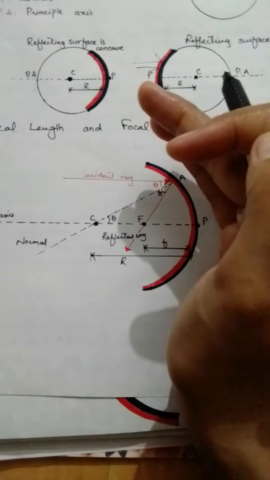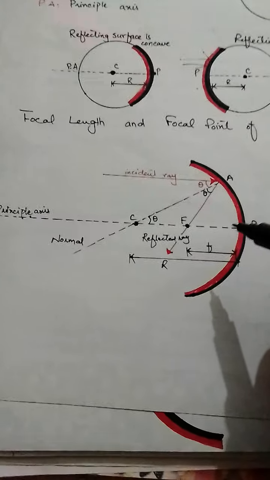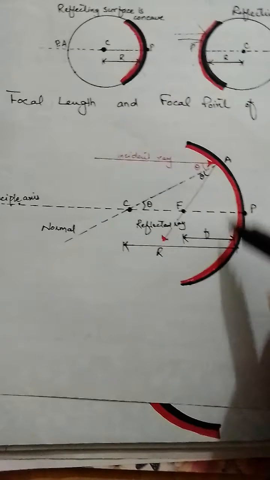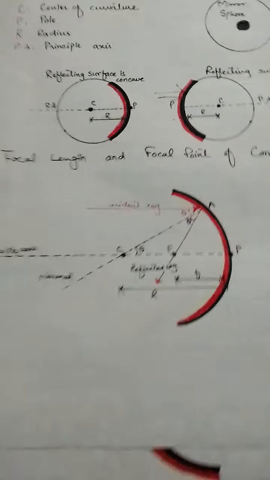You can see it just forms a shape like that of a cave. That is why it's called a concave mirror. And its reflecting surface is inside this caved part. This is why it's called a concave mirror. Now coming to the point.